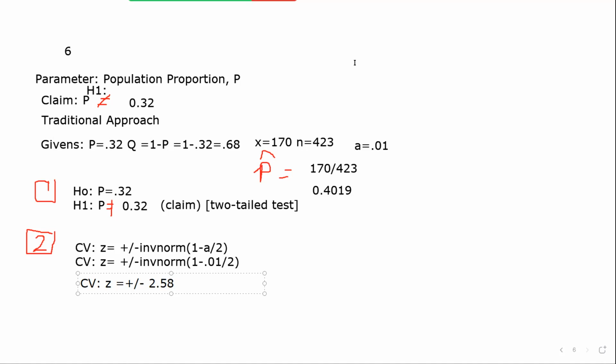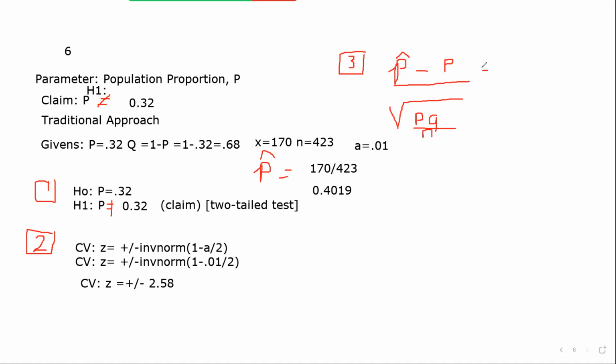So now I'm going to come over here. Step 3 is my test statistic. I'm going to calculate that. And this is going to be p hat, which I should probably write for you, which remember we calculated earlier at the top, minus p, which comes from the null hypothesis, over the square root of p from the null times the complement, q, and then divide by the sample size down here.